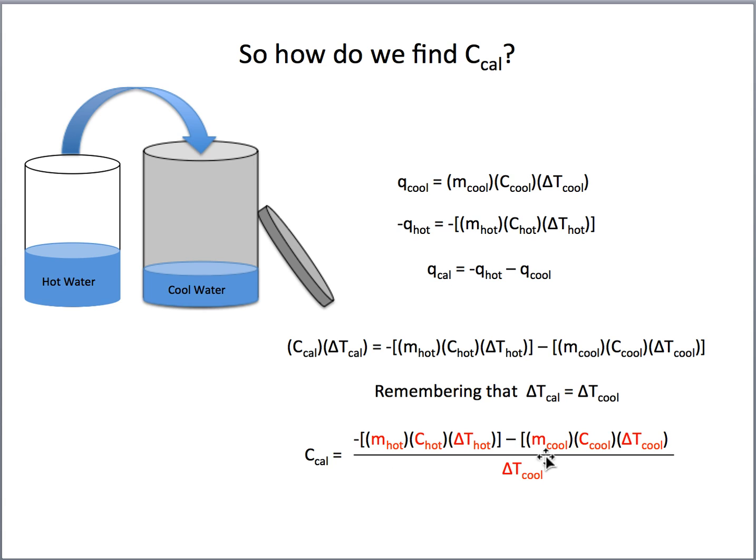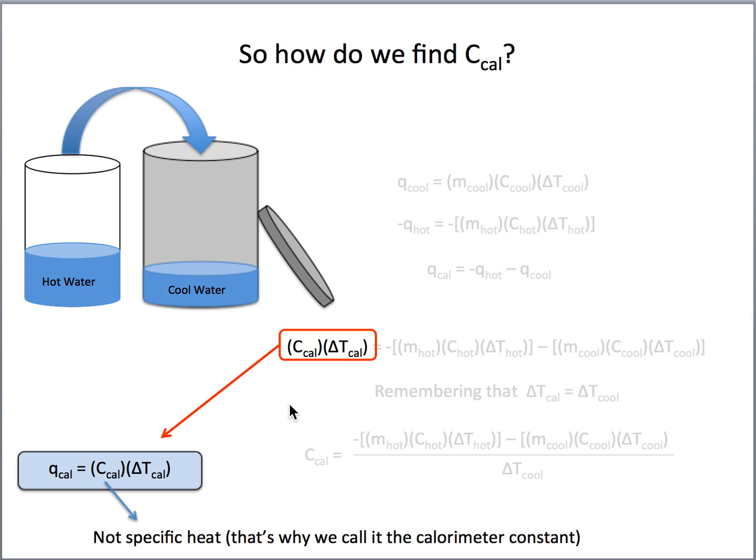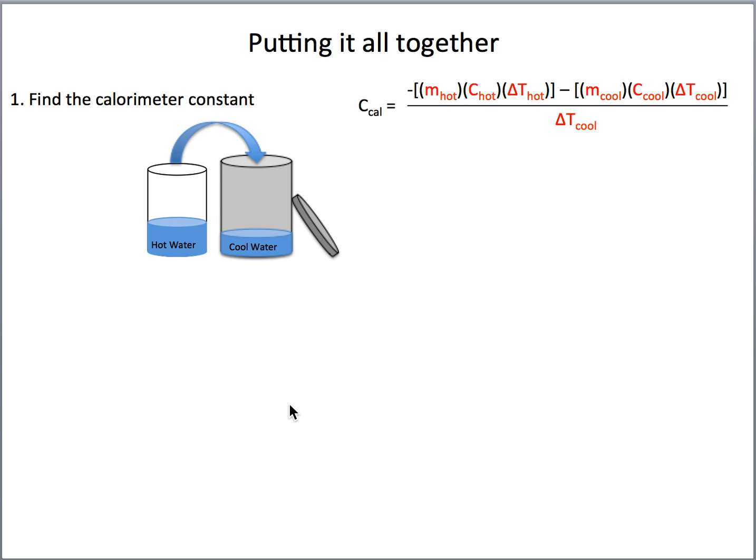Right? The mass of the hot and cool water, easy to determine using balances. The change in temperature we can get from our monitoring of the temperature. And the specific heat of cool and hot water are the same, 4.18 joules per gram degree C. So we can solve for our calorimeter constant. And just one more reminder that the C-cal is a calorimeter constant, not a specific heat. That's why the Q-cal does not have a mass term. So we've got our calorimeter constant by substituting in hot water instead of a hot object for which we don't know the specific heat. That allows us to determine our calorimeter constant.